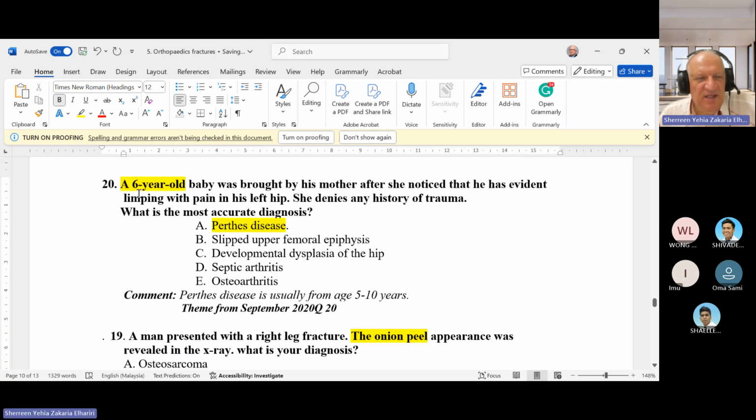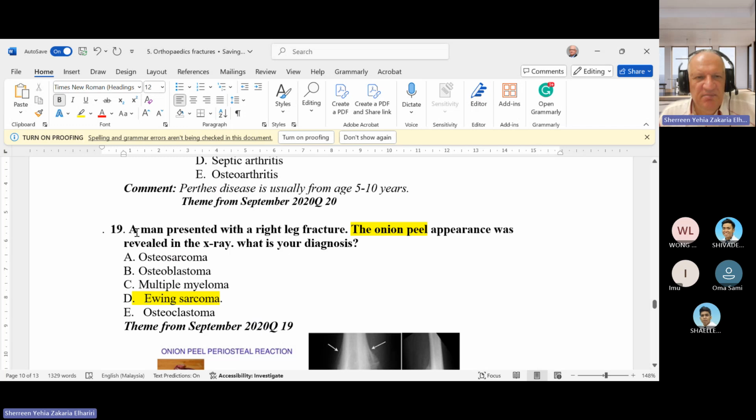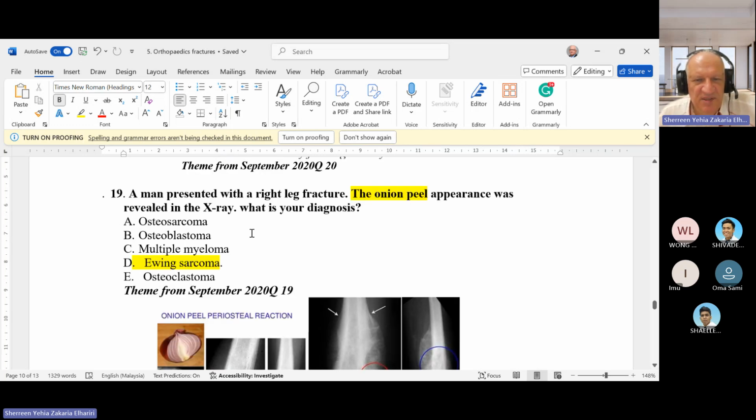After that, we have some tumors that can appear on X-ray, like this onion-shaped tumor. A man presented with a right leg fracture, and an onion peel appearance was reported on the X-ray. What is your diagnosis? Of course, usually nowadays we don't look only at the X-ray, you can have CT or others, but X-ray is still important in orthopedic practice. And this is funny just because it is common.